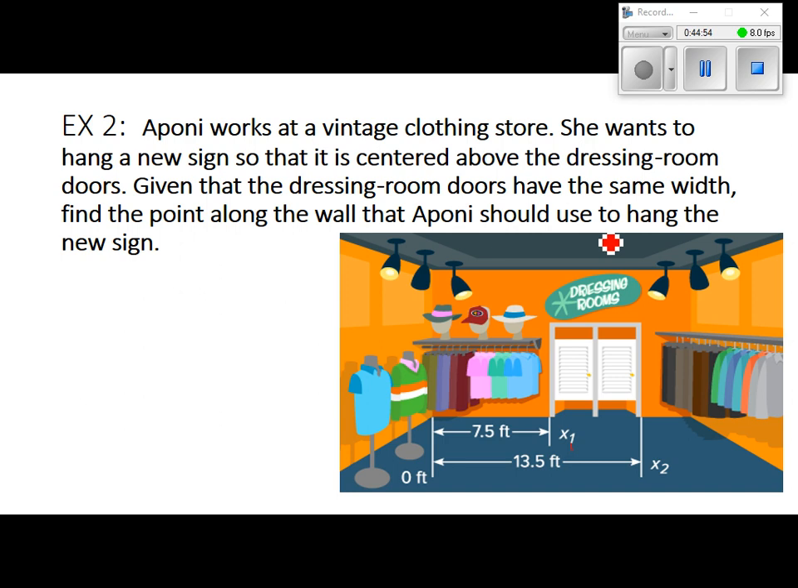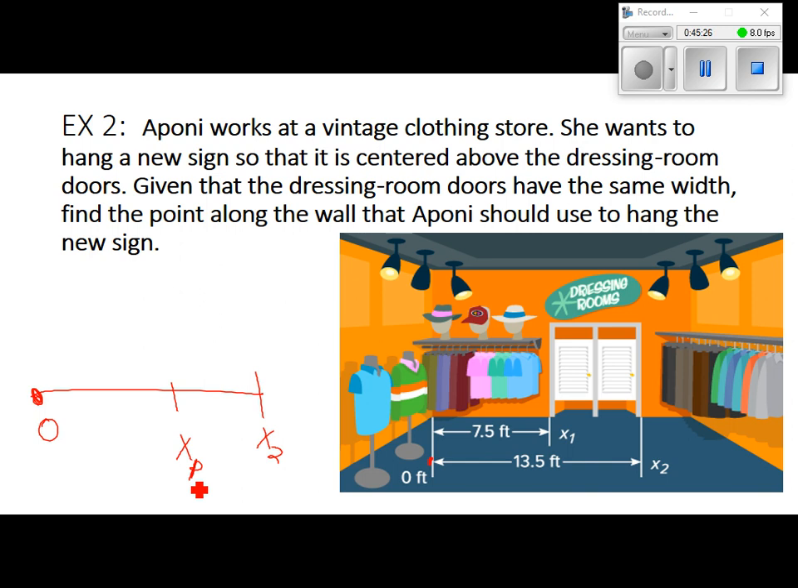Sort of hard to tell, but you can see, where did they start measuring from? The wall. Right there at 0. So they have a number line that starts at 0. And we go out to X2, that's where the end of the doors are, and X1 is where the doors start. So, oops, X1, not X2.